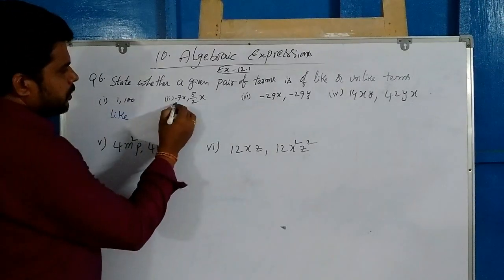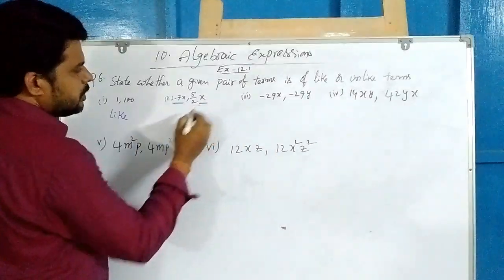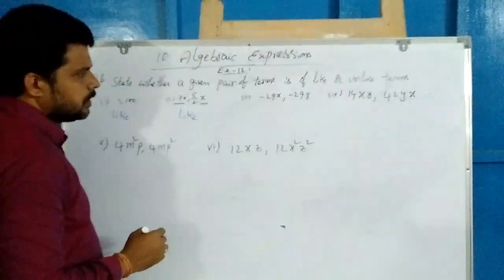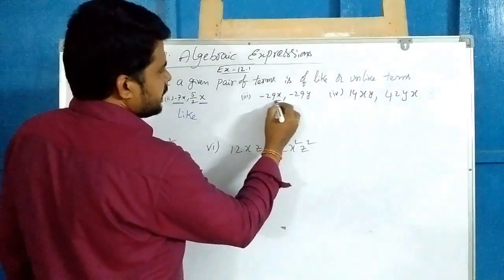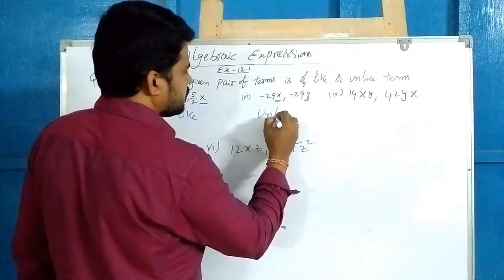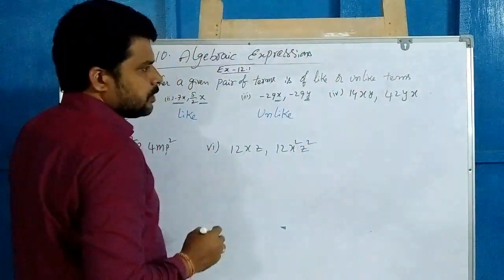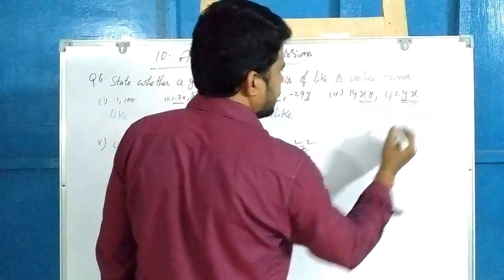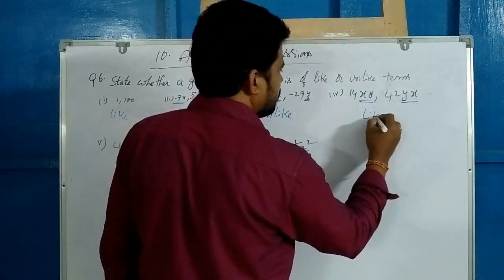Second, first term having x, second term also having x. So these two are also like terms. Here check, this is x, this is y. Both are different variables, so unlike terms. Fourth one we have xy. Here also yx. yx or xy, both are same. So like terms.